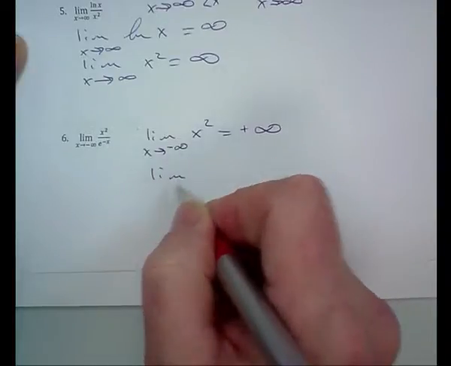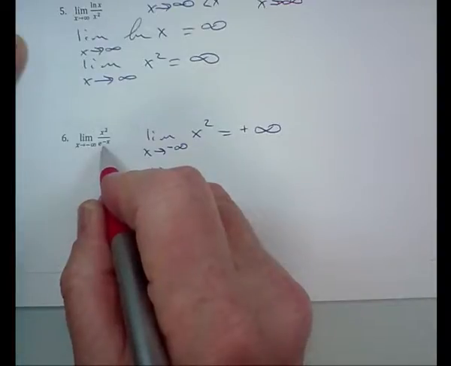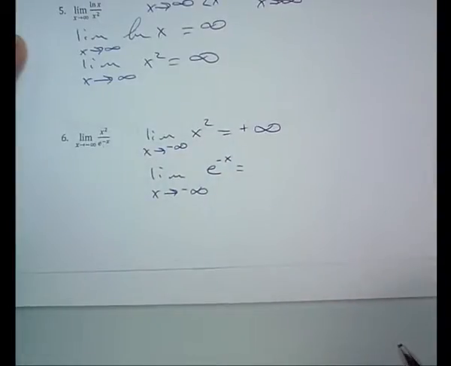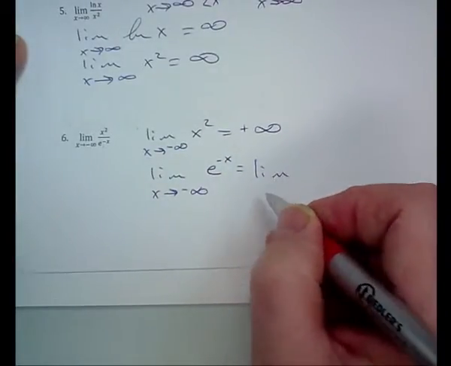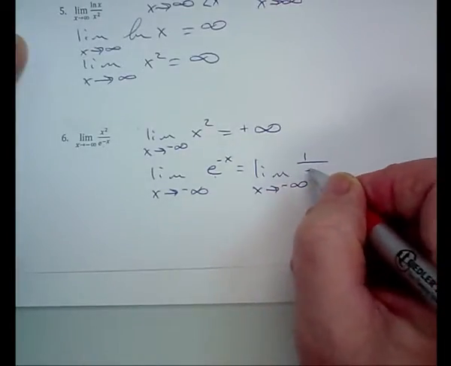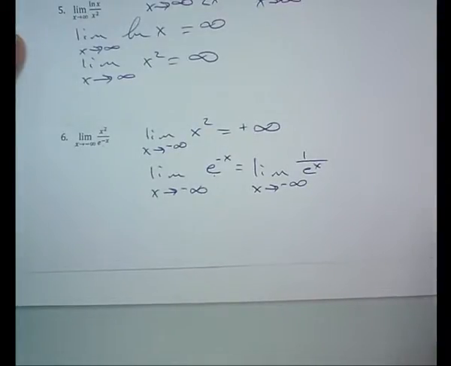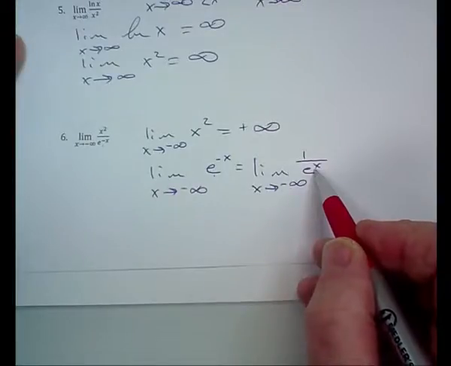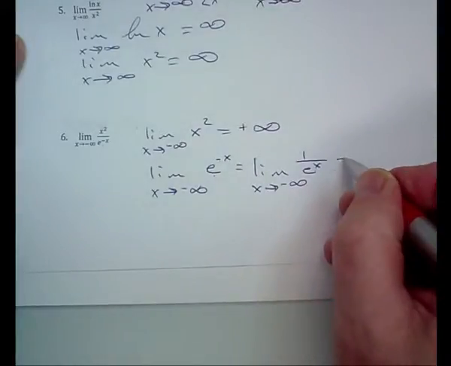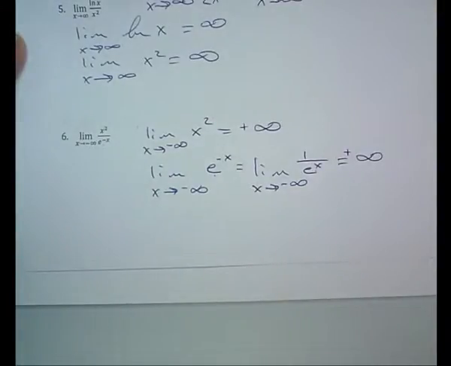And the limit as x approaches negative infinity of e to the negative x, that should be infinity as well. Is it? People are saying yes. Isn't this the same as this? But this exponent's getting negative, right? Oh yeah, the negative of the negative makes it positive. Huh, you learn something every day.